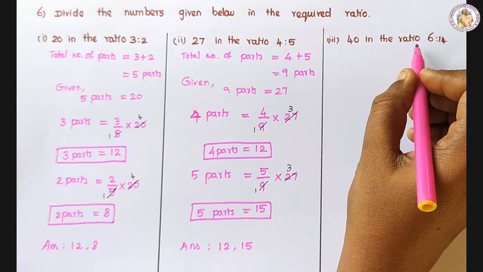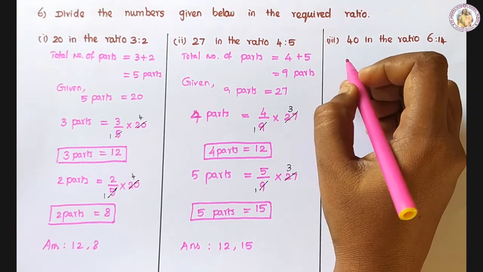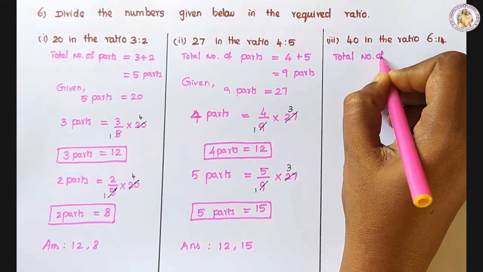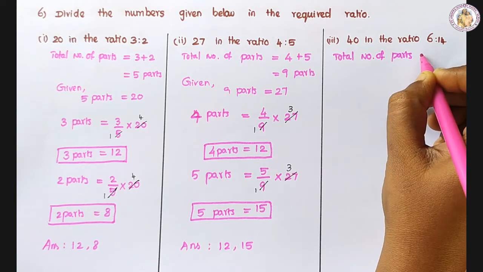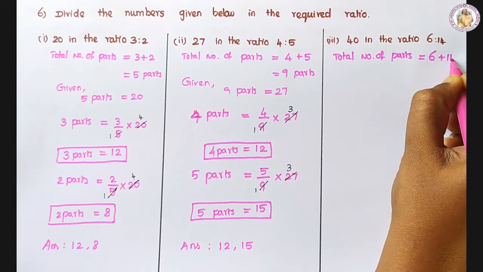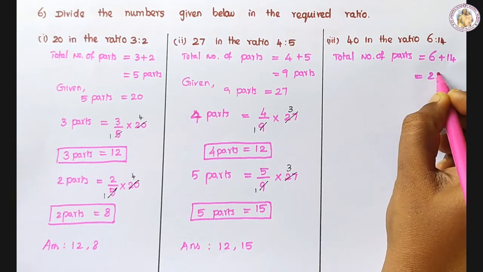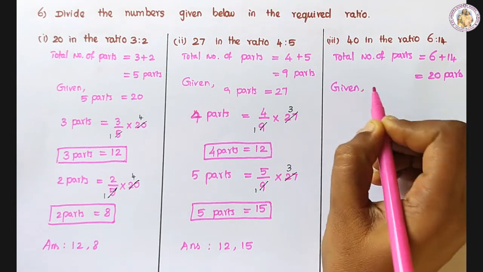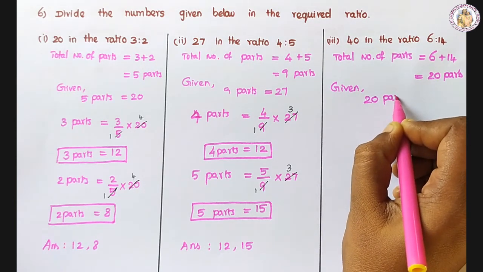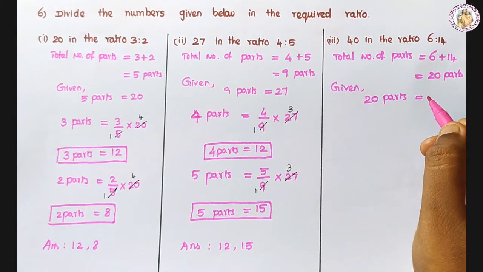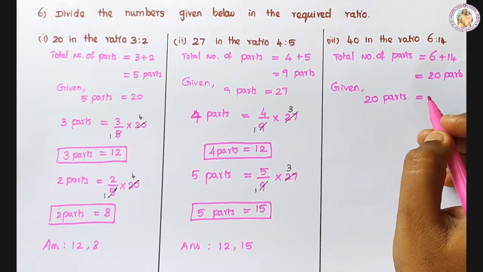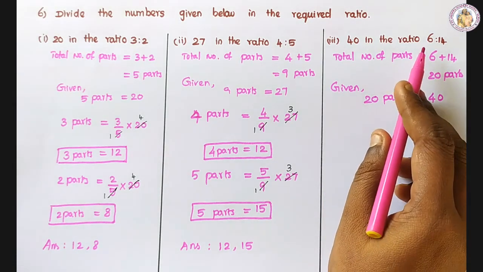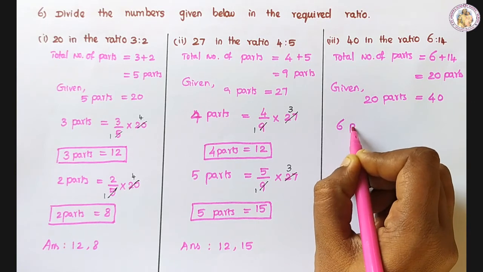Third one, 40 in the ratio 6:14. So total number of parts equal to 6 plus 14. How much? 20 parts. What they given? 20 parts equal to 40.